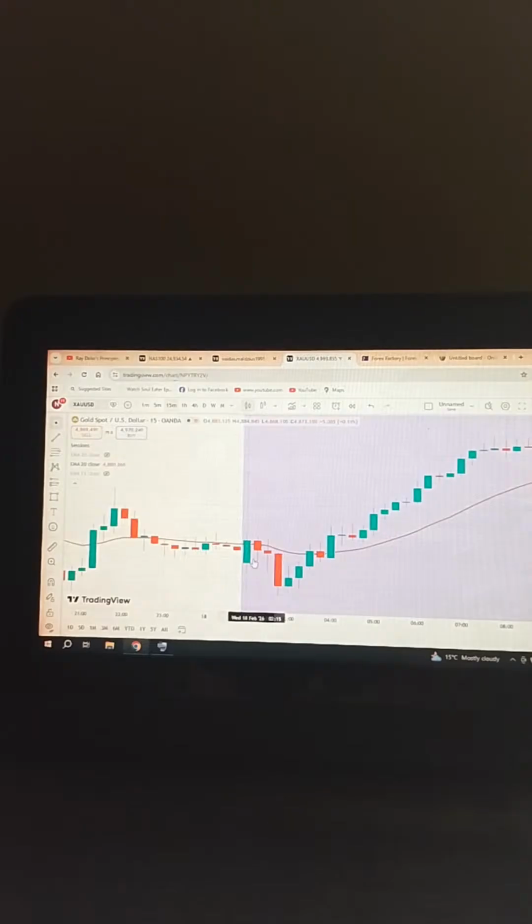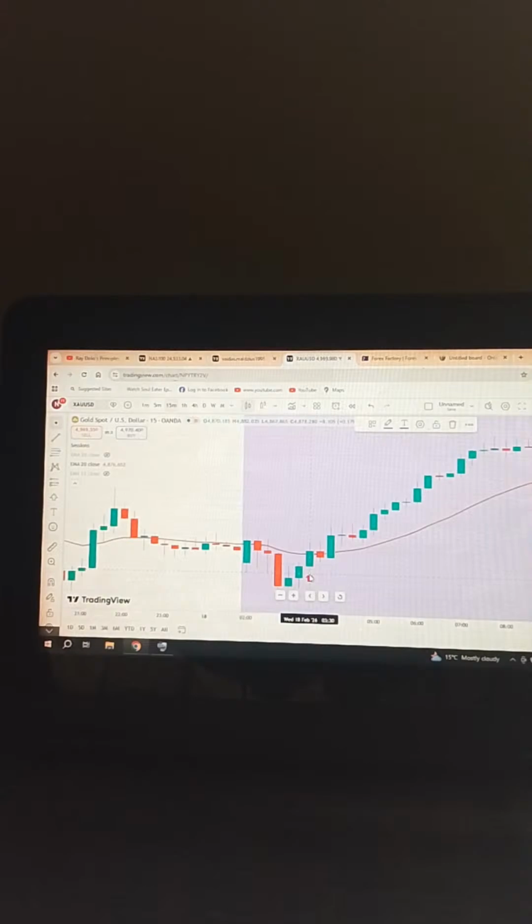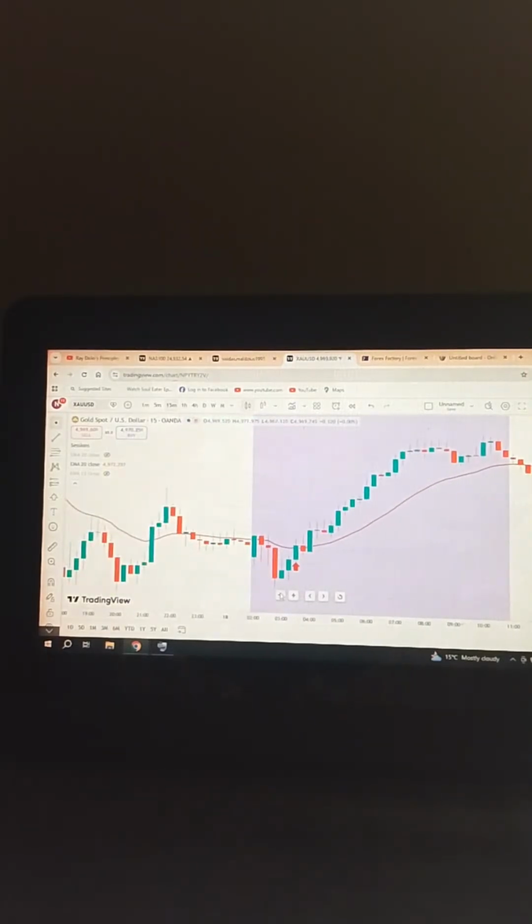Here I was able to get this entry, but got a losing trade again. Then I came here again. Boom. Now this one I was able to get a very, very good entry, which I was able to hold for a very long time. Yesterday I captured 800 pips on gold by just holding it.